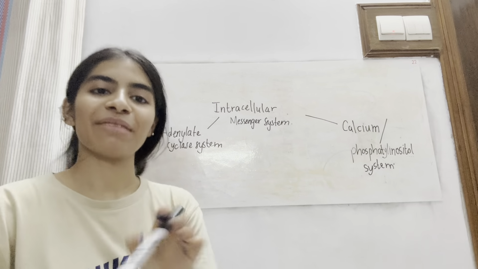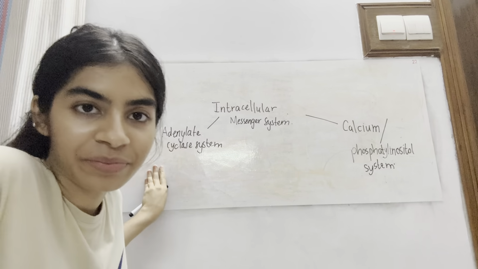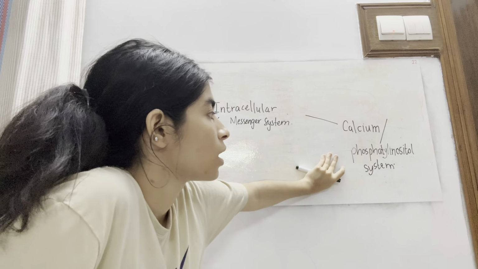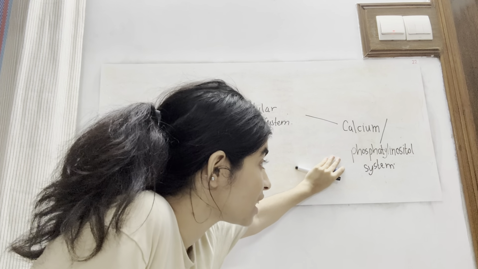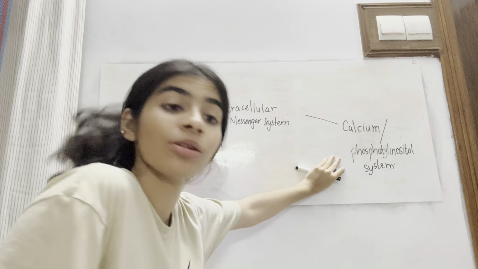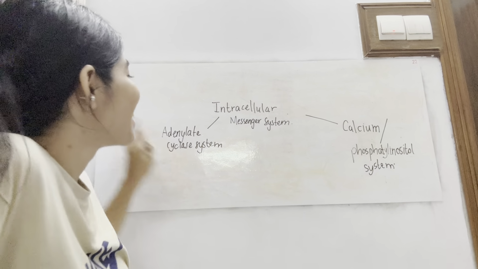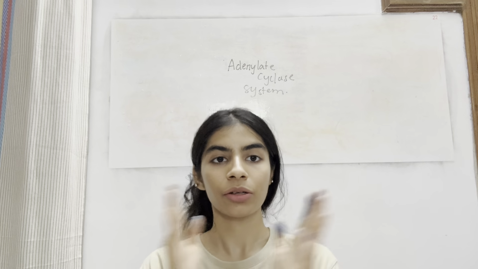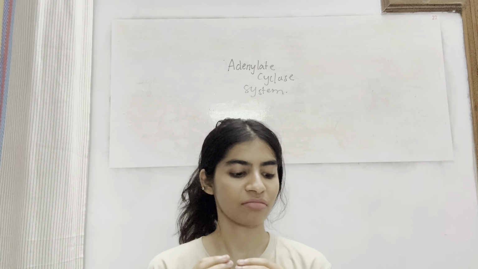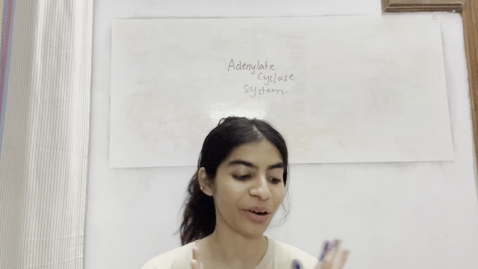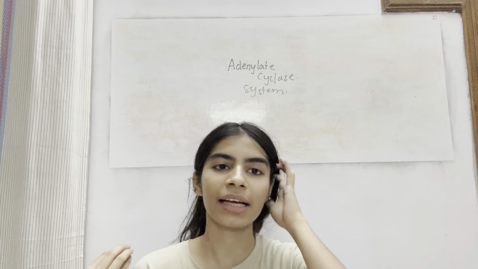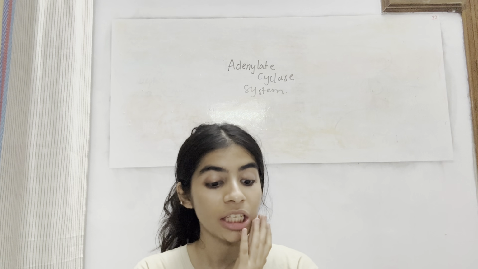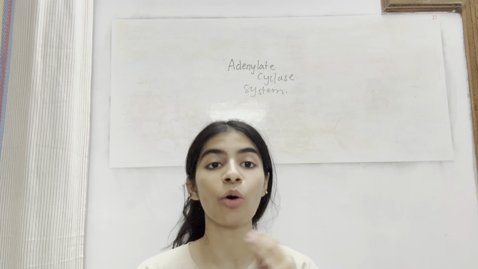Okay, so there are two types. One is the adenylate cyclase system. It took me a while to pronounce that. And another is the calcium or phosphatidylinositol system. Okay, so right now we're going to talk about the adenylate cyclase system. How do we recognize or differentiate it from the other one, the calcium or phosphatidylinositol system?